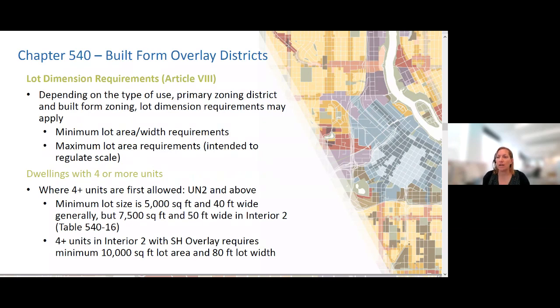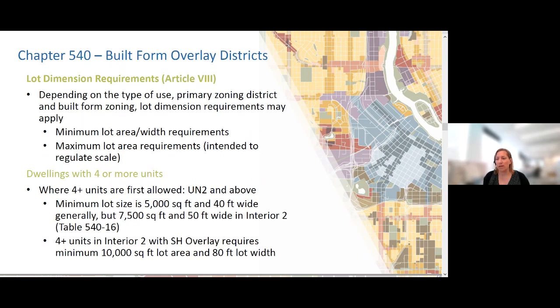Thanks, Jason. Generally, the built form regulations are going to determine the allowed scale of a building, but lot dimension requirements can also impact if a proposed use is allowed or not. So it's a good idea to check these requirements early on. Lot dimension requirements include minimum lot area and width and maximum lot area. Usually the minimums will have more of an impact on whether or not a use can be allowed. Whether or not lot dimension requirements will apply depends on the type of use, the primary zoning district, and the built form overlay district.